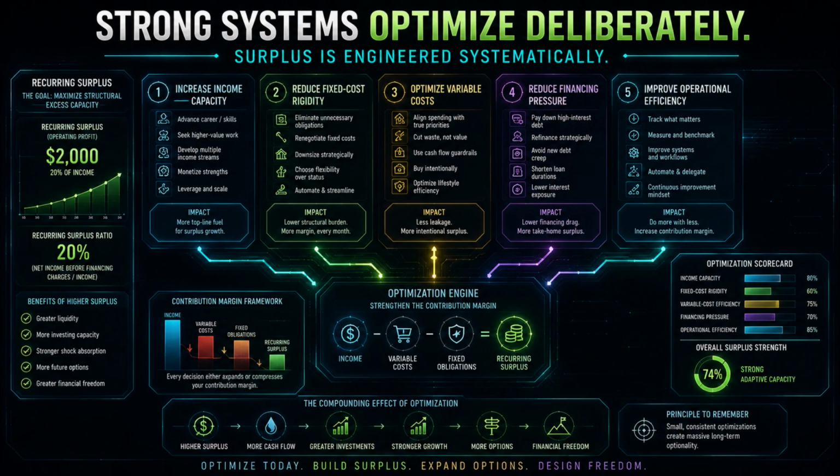Improving recurring surplus strength generally happens through 5 major pathways: increasing income capacity, reducing fixed cost rigidity, optimizing variable consumption, reducing financing pressure, improving operational efficiency. Importantly, not all improvements are equal. Reducing recurring structural obligation often creates permanent optionality expansion, while temporary income spikes without structural improvement may create fragile surplus. Strong systems therefore prioritize structural optimization, not merely temporary cash flow spikes.